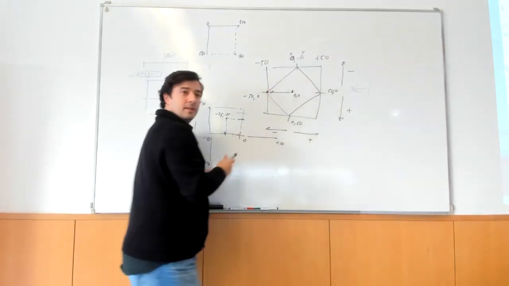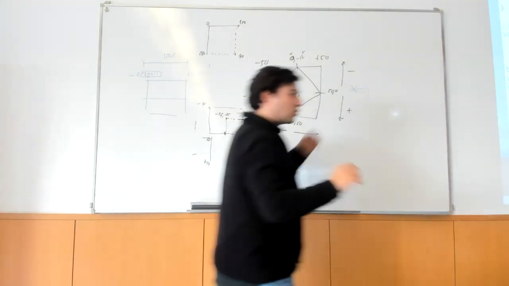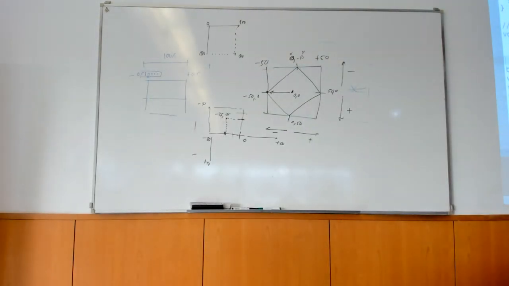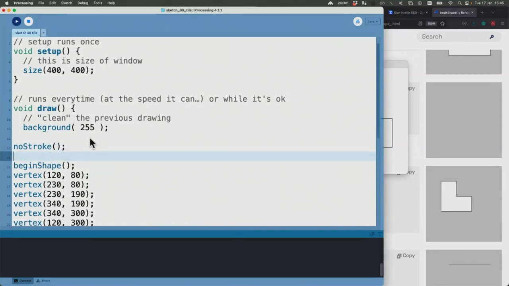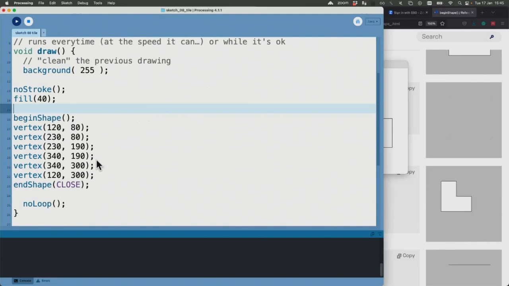So we're just going to draw a diamond shape, the simplest one we can draw. We're going to say no stroke because I don't like the default look of it. And we're just going to say fill, I like 40. And then let's just say begin a shape. The first point, like we said, is going to be minus 50, zero. The second point is going to be zero, minus 50. The third point is going to be 50, zero. The fourth point is going to be zero, 50. And then you close it because it's only 4 points.